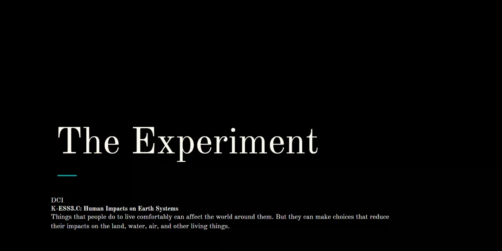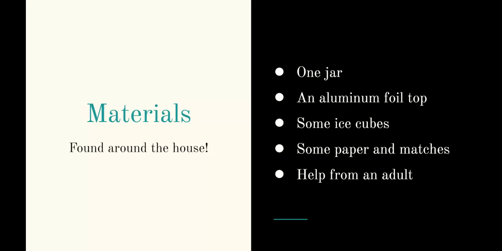So our experiment is going to look at the specific human impacts on Earth systems. Things that people do to live comfortably can affect the world around them, such as the land, water, air, and other living things. The things you're going to need that you can find around the house are one jar, an aluminum foil top, some ice cubes, some paper and matches, and definitely help from an adult.